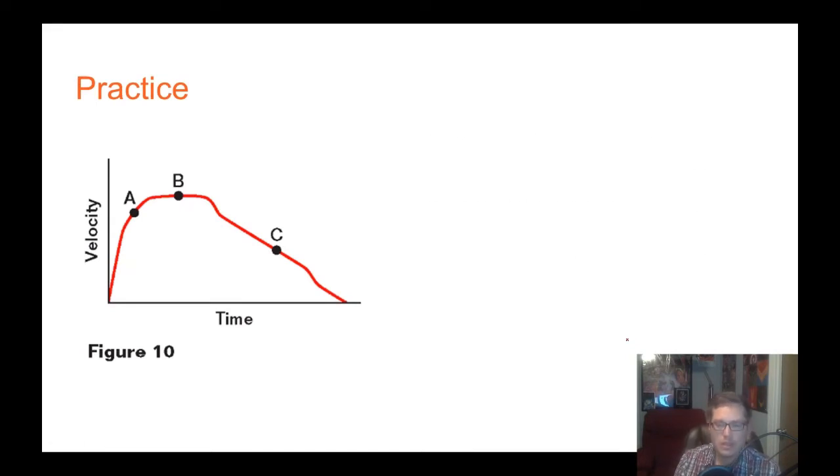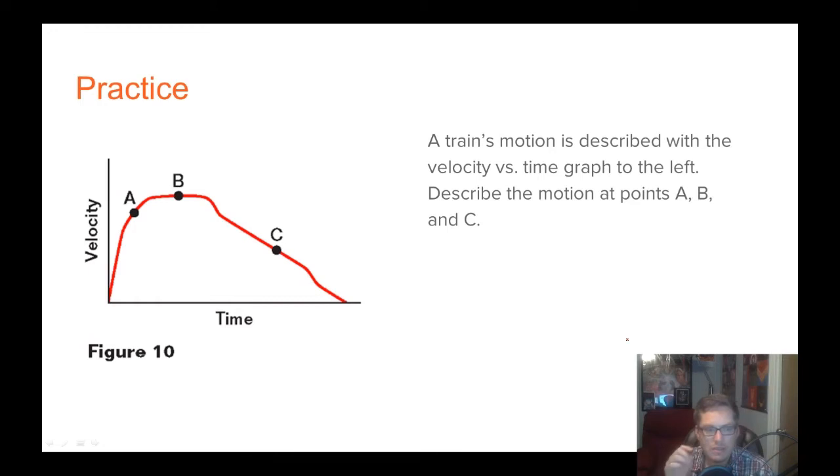So we've got this train and it's moving, and this is the velocity versus time graph. We want to decide what its motion is like at each of these points, A, B, and C. So at A, what's going on? Well, we see that our velocity is positive. How do we know that? Well, we assume that this is 0 velocity and that up above here is positive. So we know we're going to the right.